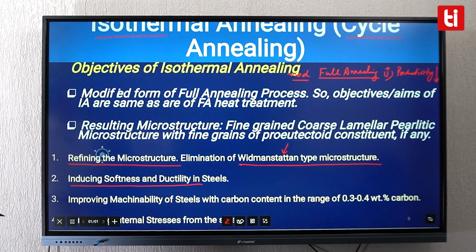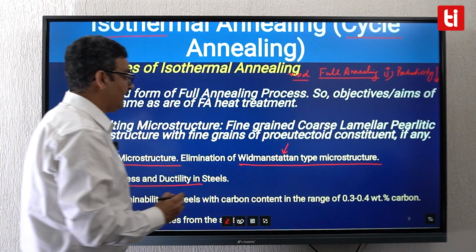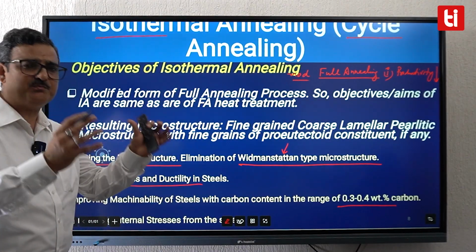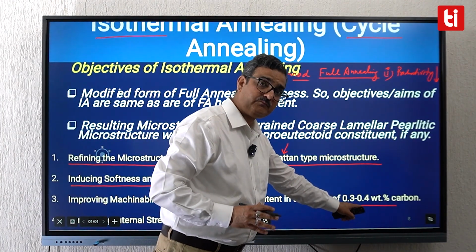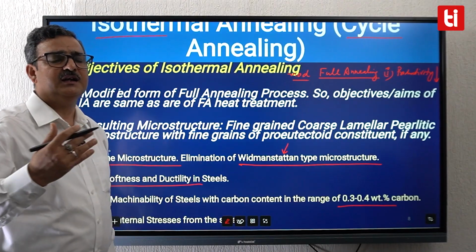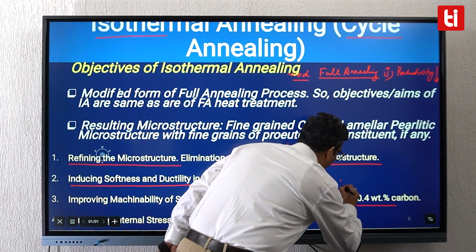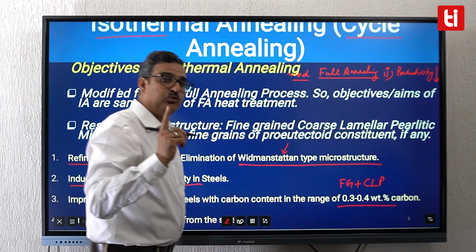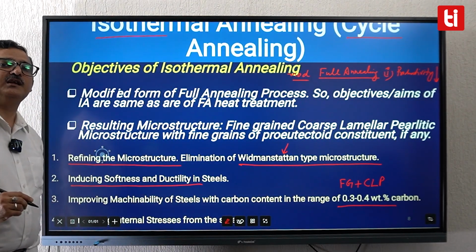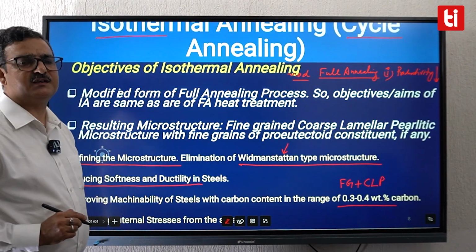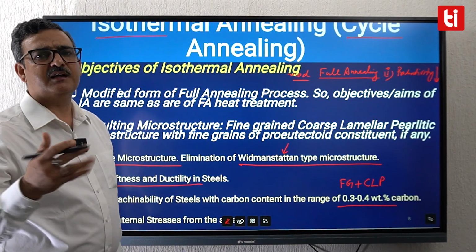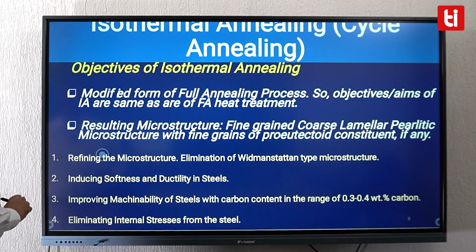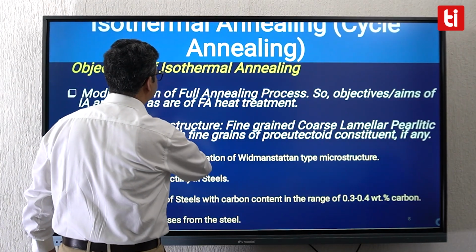The third objective of isothermal annealing would be that for this composition of the steels, their softness, ductility, hardness would give you the best machinability if you give them full annealing or isothermal annealing. Why? Because these steels ask for a fine grained structure with coarse lamellar pearlite. Who gives it? Full annealing or isothermal annealing. And finally, if some internal stresses are present in the steel and they have to be removed, full annealing removes them, so will isothermal annealing. So let's see the procedure now, how a steel component can be given the isothermal annealing process.